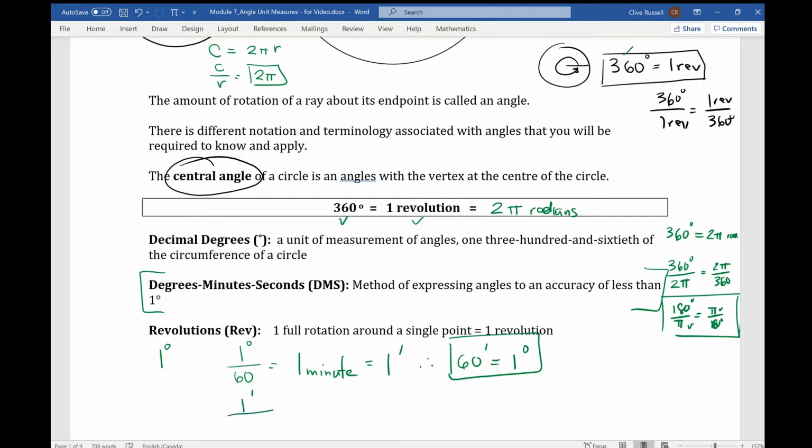So if you divide your minute again into 60 parts, you get 1 second, which you write as 1 with 2 little bars there, so it's 1 second. So therefore we know that 60 seconds equals 1 minute, and that's important to remember. Likewise, if you multiply 60 by 60, you get 3600 seconds, which would be equal to 1 degree.